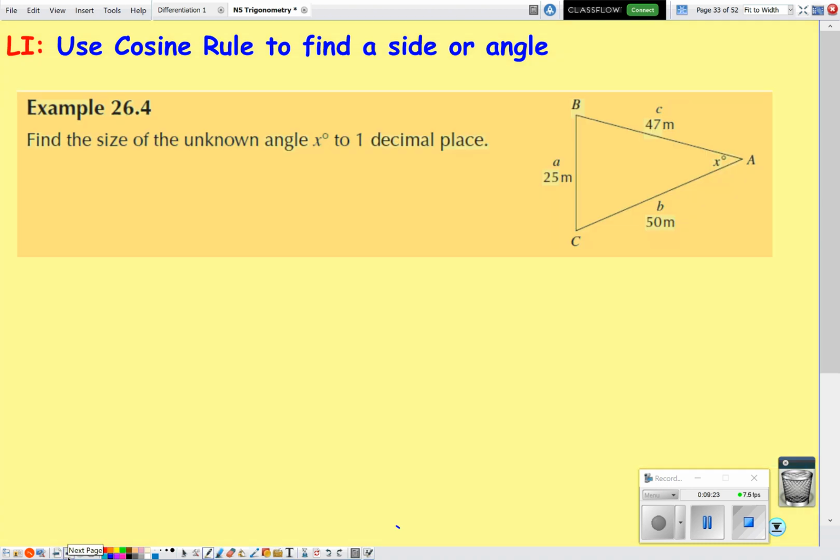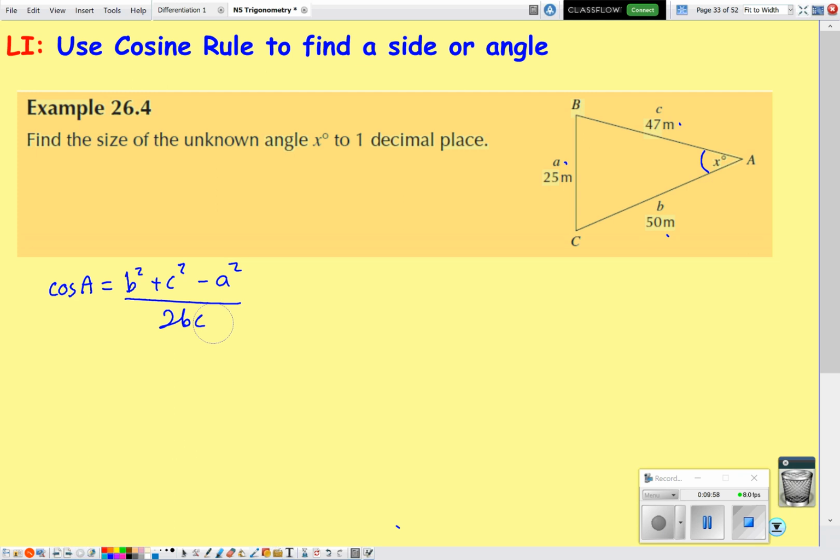So let's have a look at an example. Find the size of the unknown angle x to one decimal place. Right, well, the unknown angle x is the angle at A. I know all three sides, so I'm going to use the cosine rule for the angle at A. Cos A equals... whoops, got that wrong. See, it's dead easy to do. Cos A equals b squared plus c squared, take away a squared, over 2bc.